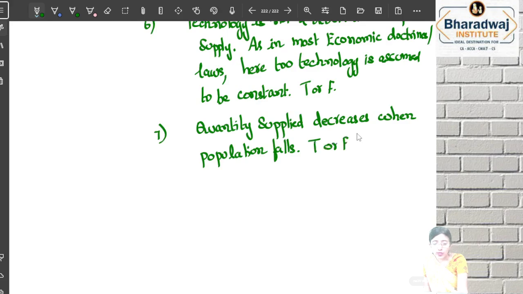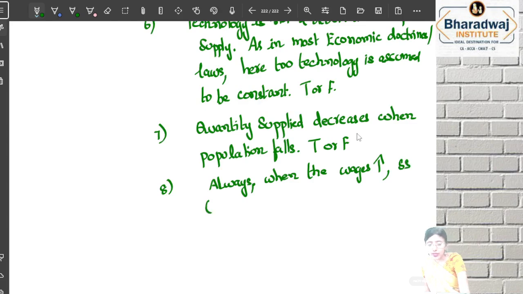True or false? Always, when the wages increase, supply, that is labor supply, increases. True or false?